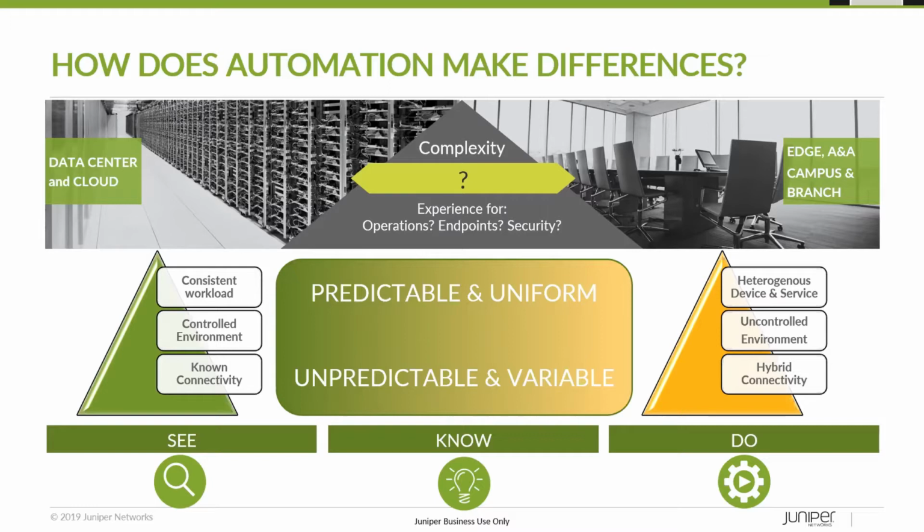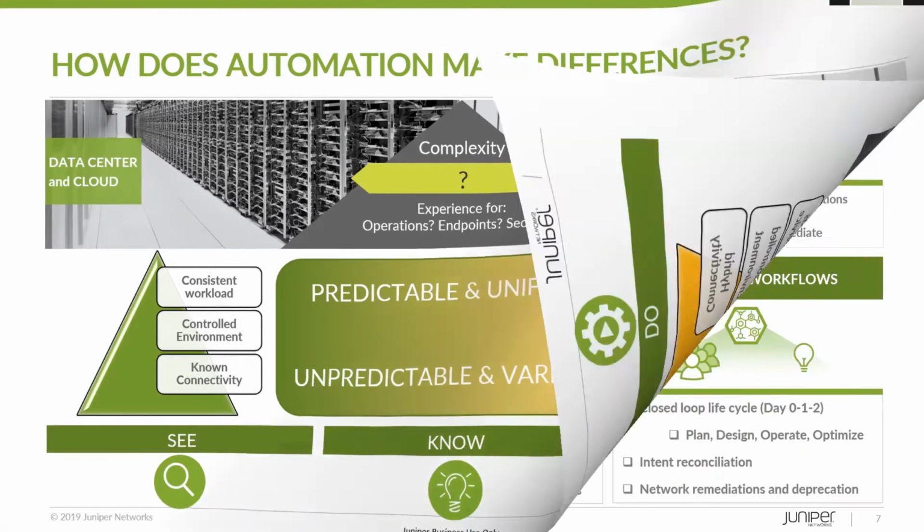So the paradigm of an autonomous SDN is effectively, in few words, you see the network, you know the network, and then you operate, do things on the network. Which brings us to the last slide.